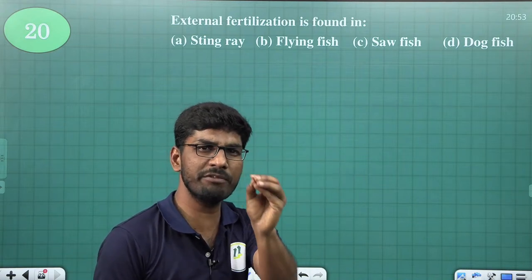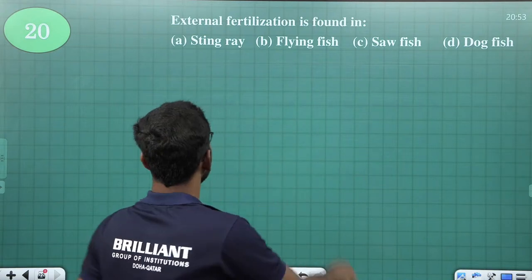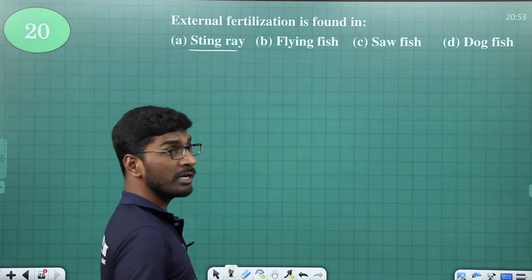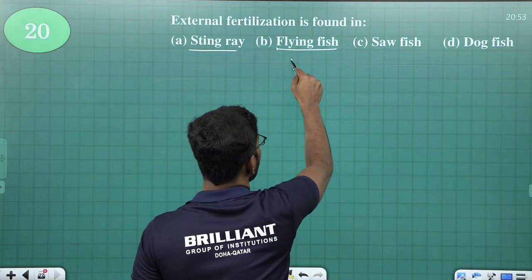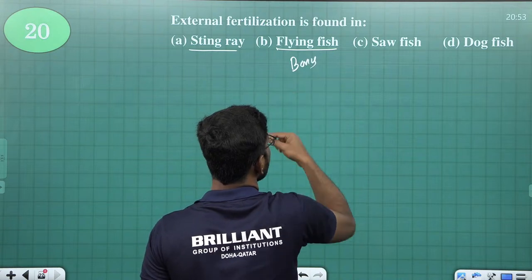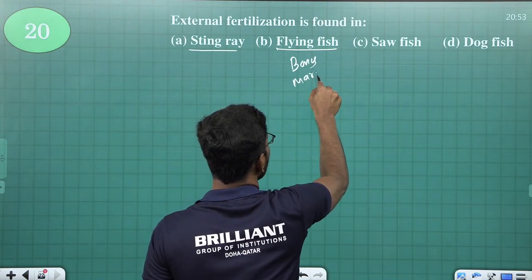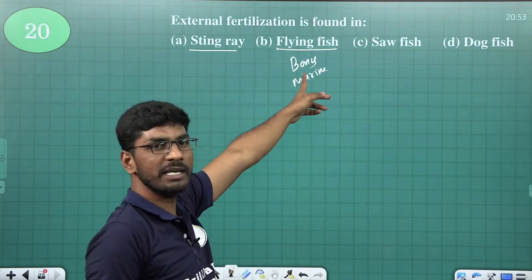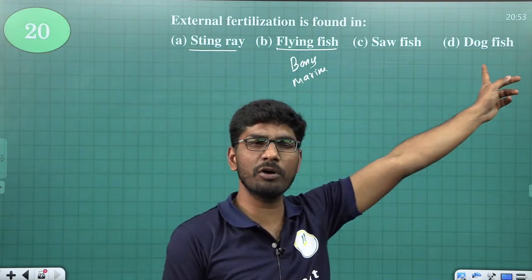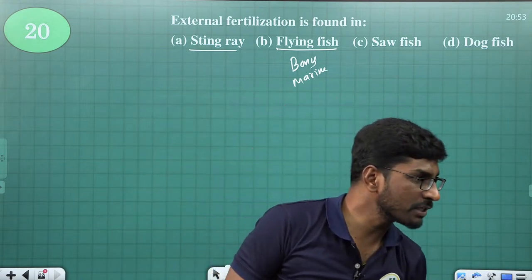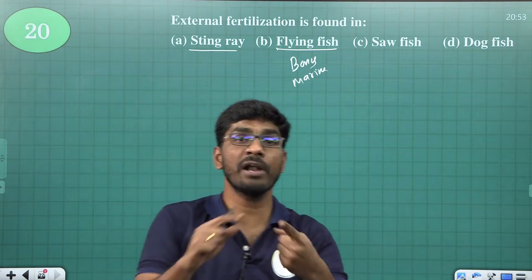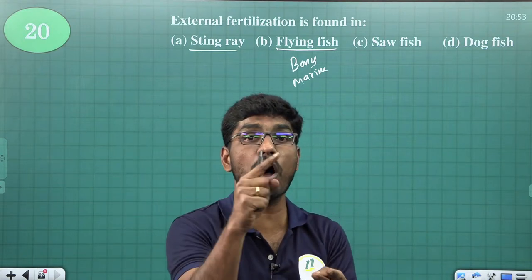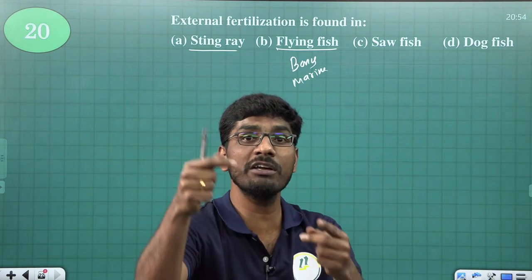Last question. External fertilization is found in which? Very, very simple. Look at stingray: cartilage fish, internal fertilization. Flying fish is a bony fish, a marine bony fish. This is called flying fish, Exocoetus. Flying fish and Hippocampus, the seahorse, are two marine bony fishes.